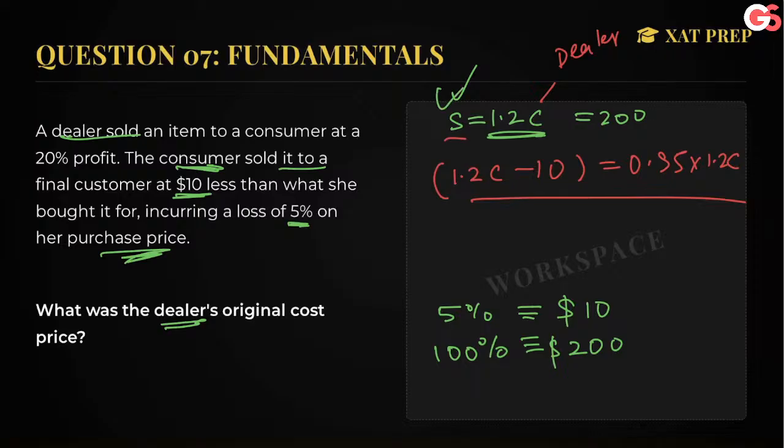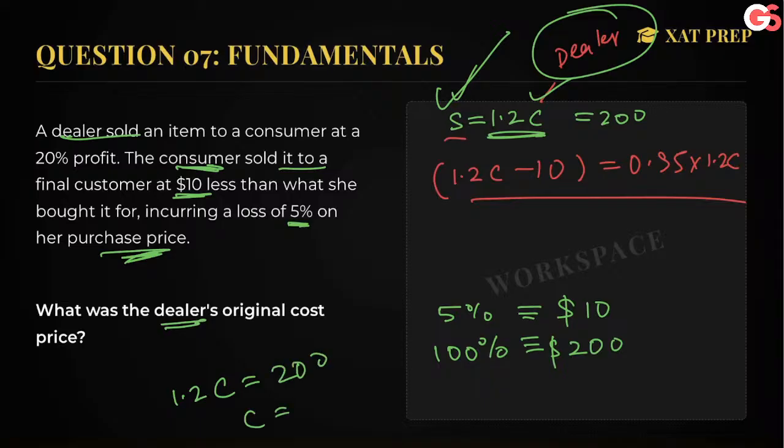S is selling price, C is cost price for the dealer. Where are you guys? Are you there? कुछ सुन ही नहीं रहा. सी ही निकालना है.